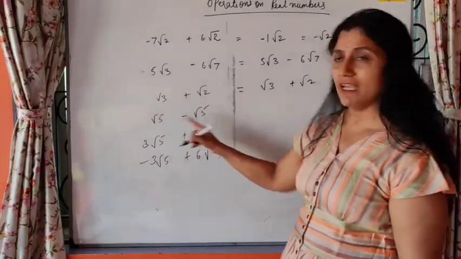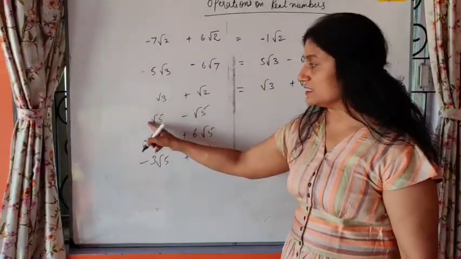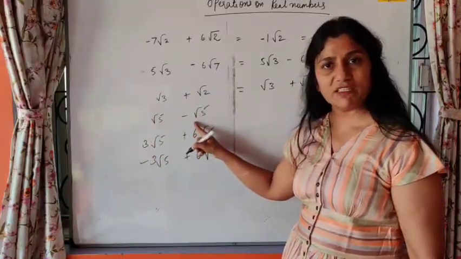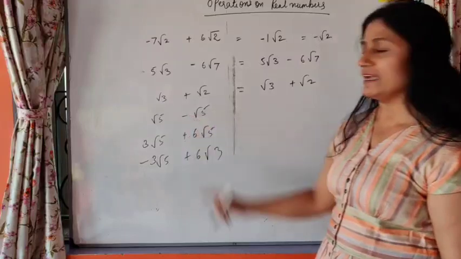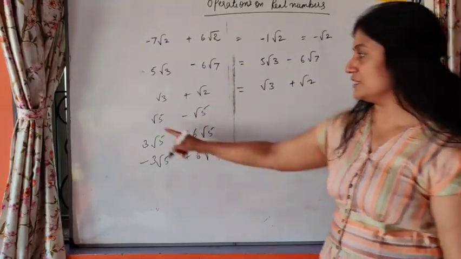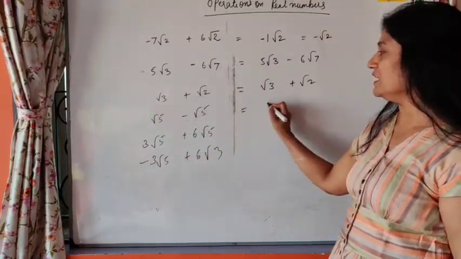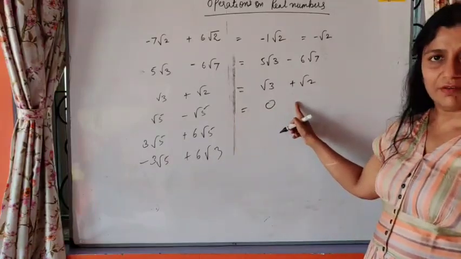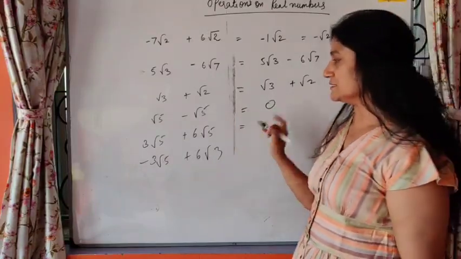Now here, they are like surds. Nothing is given, it means it's 1 root 5 and here it's minus 1 root 5. So plus minus minus, sign of greater number, plus 1 minus 1 will be 0. So no need to write 0 root 5. We can write it down as 0.